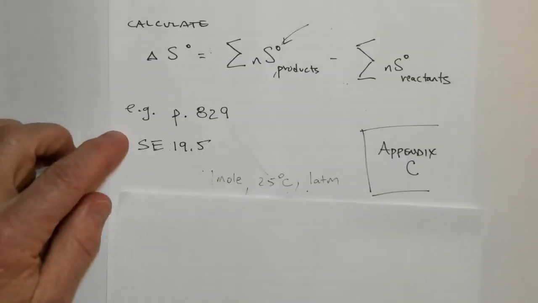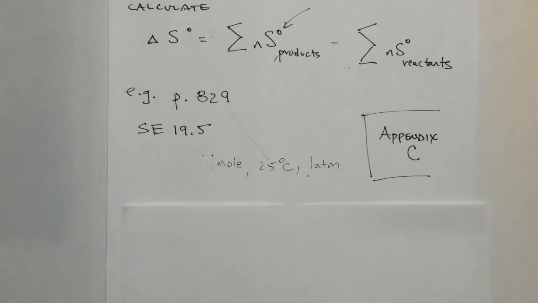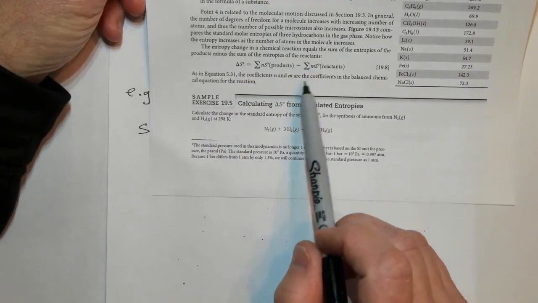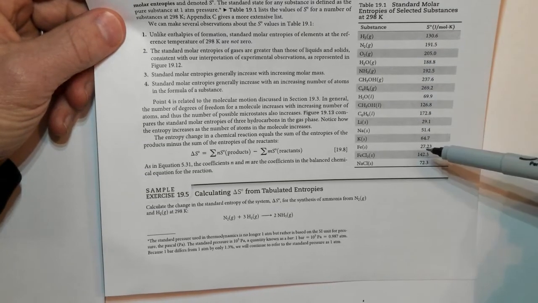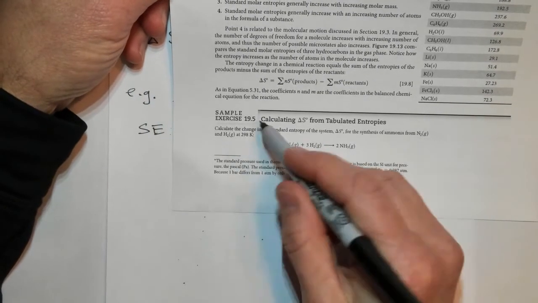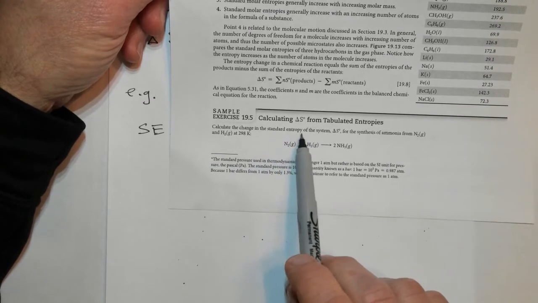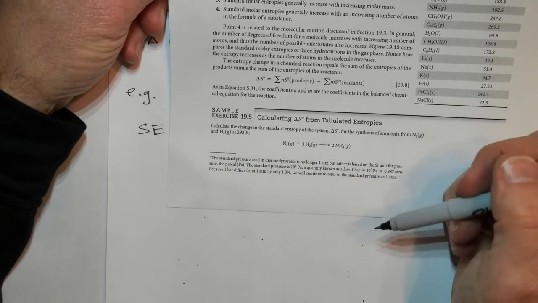We're going to do one example problem like this from page 829 in the 13th edition. Sample exercise 19.5. In this particular problem, they ask us to calculate the delta S from tabulated entropies. You can see the entropy equation right up here, and they give us a number of absolute entropies over here, standard molar entropies. But here's the problem we're going to work. It says calculate the change in standard entropy of the system, delta S, for the synthesis of ammonia from N2 and H2 at 298 K.